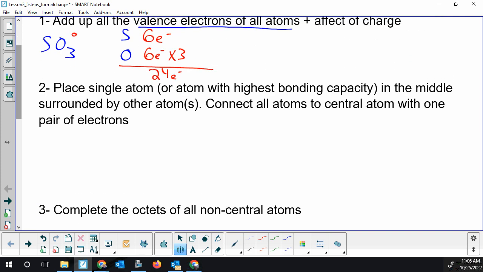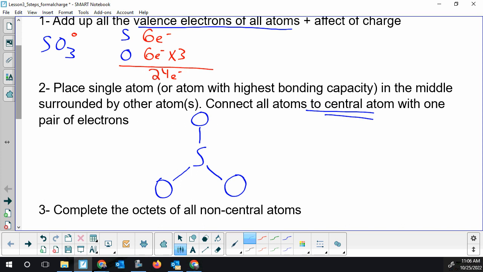We're going to place the single atom in the middle, or if there's a tie, we're going to put the biggest bonding capacity atom in the middle. Here, it's SO3, so we're going to put that sulfur in the middle. Place single atom in the middle, surrounded by the other atoms. Connect all atoms to the central atom. So the O's are the outside atoms. Don't make fancy circles, okay, squares, triangles. Connect all atoms to the central atom. Connect, connect, connect. Okay.